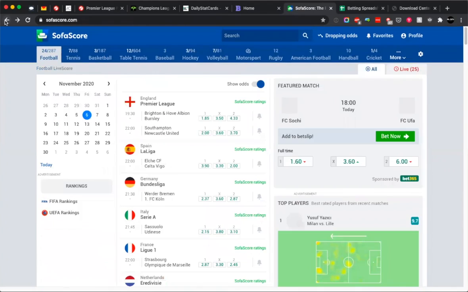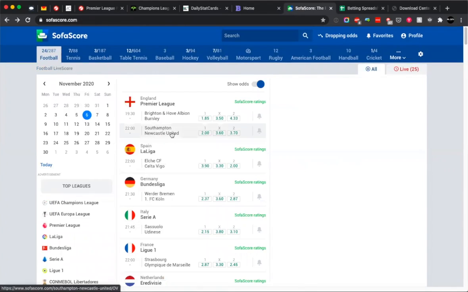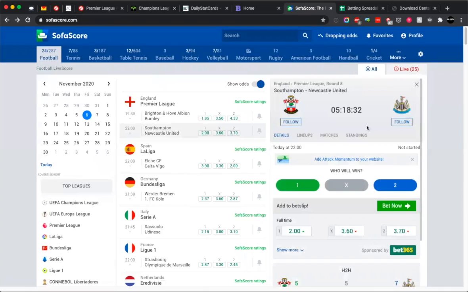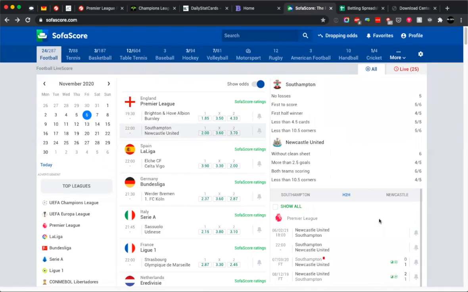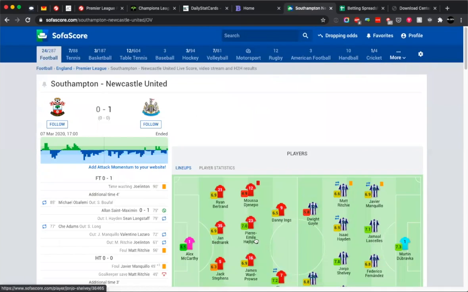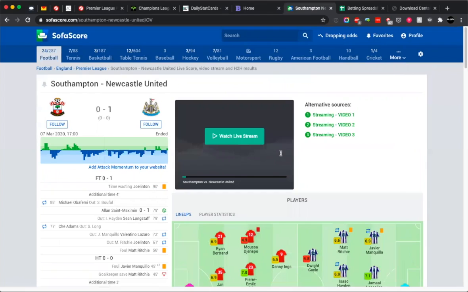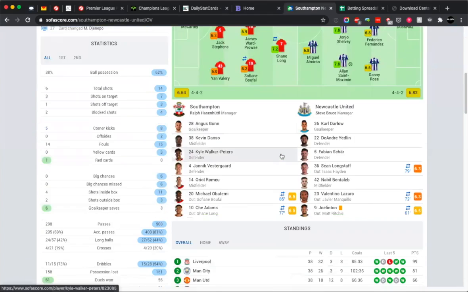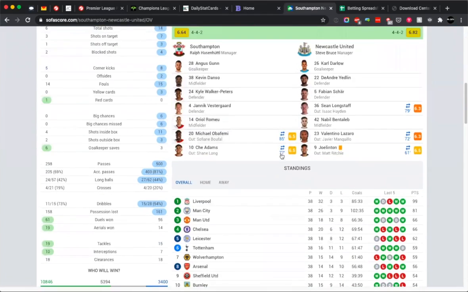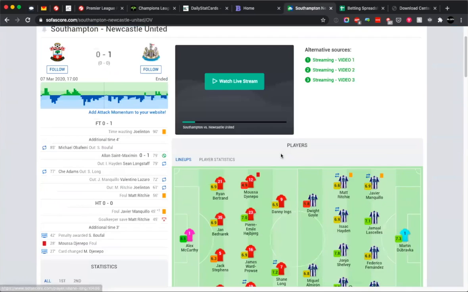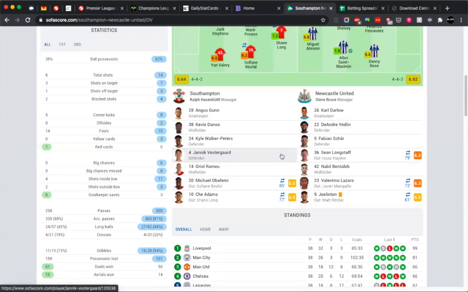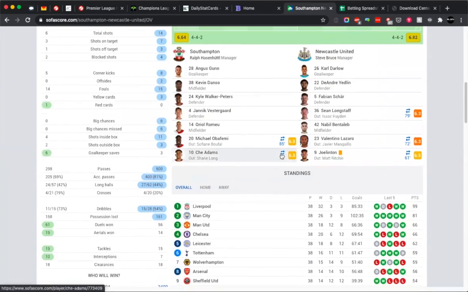I'll go back here again quickly. Like I said, just bear with me as I'm quickly going through this. We're going back here to the last head-to-head game that Southampton and Newcastle had. So here we are. And if you look at the corners, you will see that Newcastle had 8 corners and Southampton had 5.